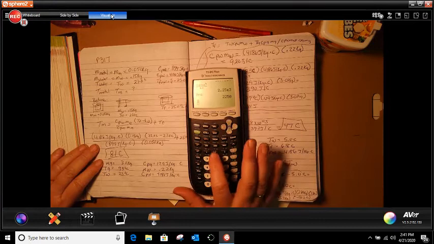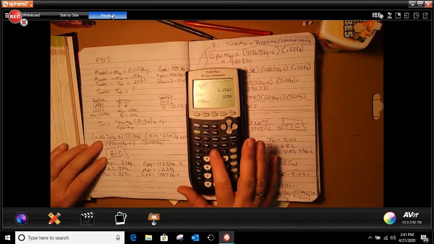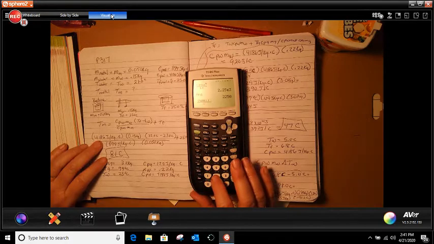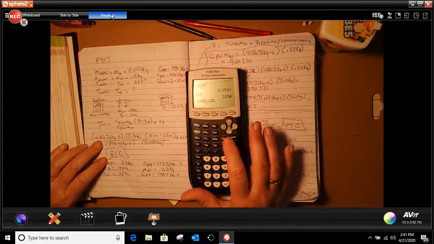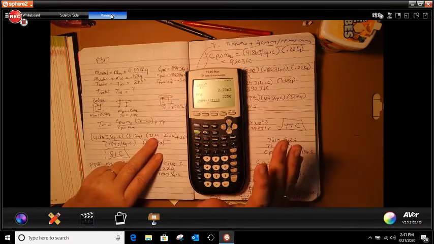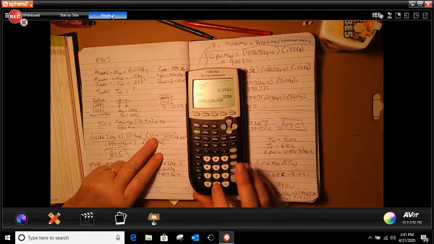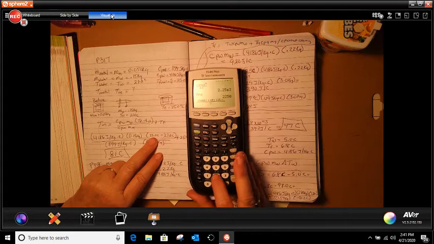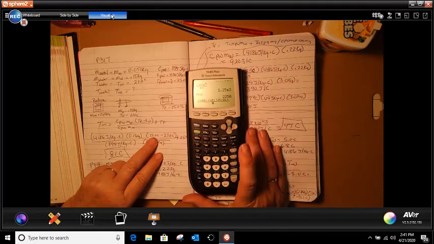We have an open bracket, 4186, close bracket. That is our specific heat, and we're going to multiply that by 0.15. That's going to be for our water. Then we're going to take the temperature change. Your final temperature was 25 degrees Celsius, and you're going to subtract the initial temperature, which was 21 degrees Celsius. Then we're going to go down.